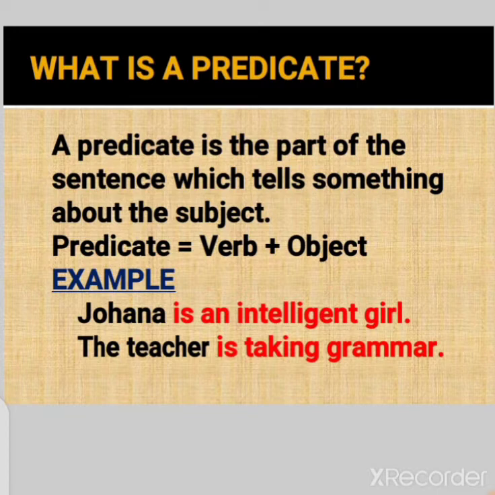For example, Johanna is an intelligent girl. The teacher is taking grammar. Let us take the same examples. Is is a verb. An intelligent girl is the object. Is is a verb. Taking grammar is the object. So predicate equals verb plus object. So what tells about the subject is called the predicate. Okay.